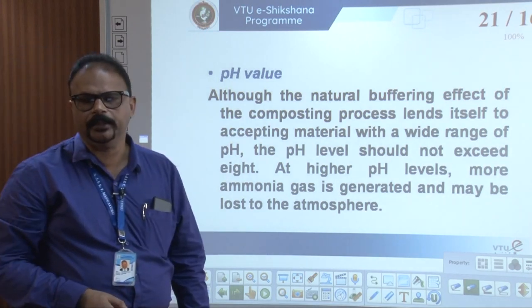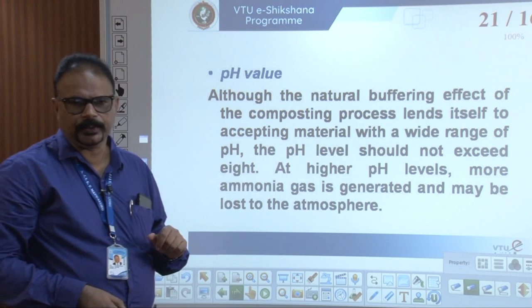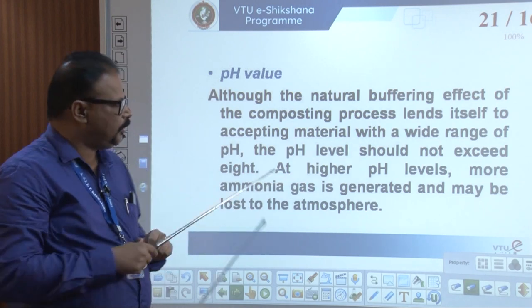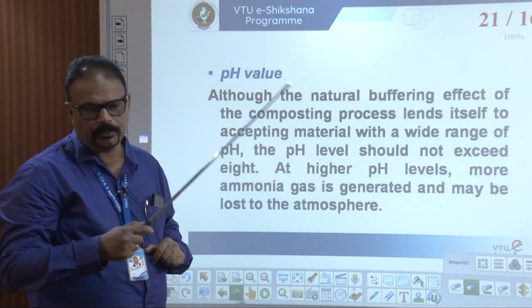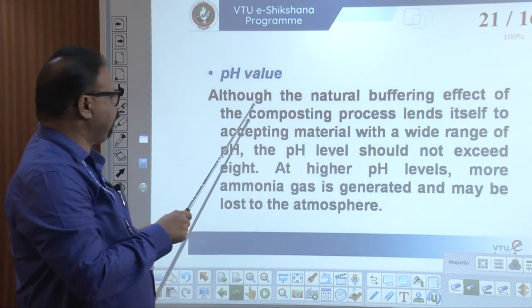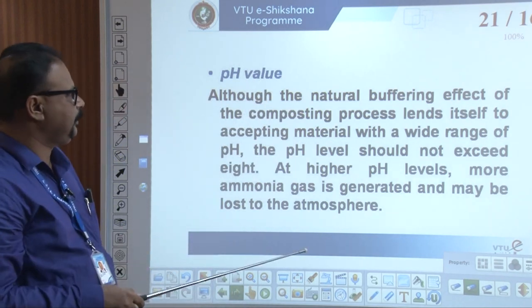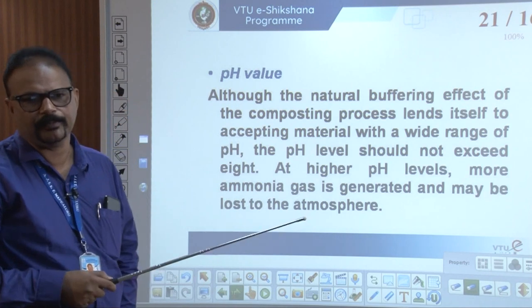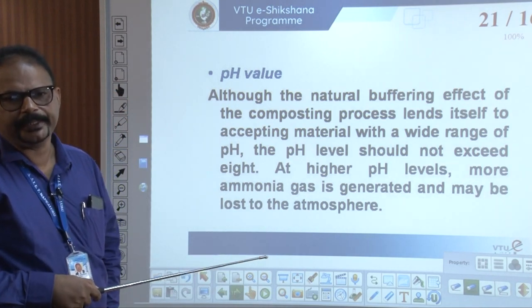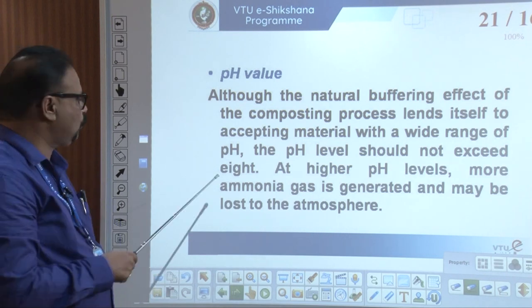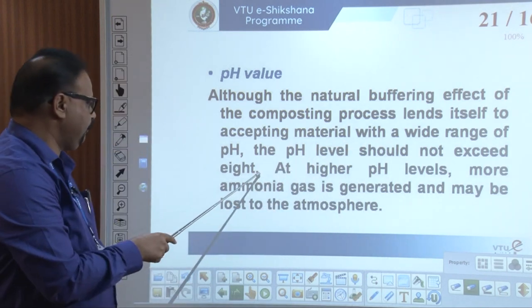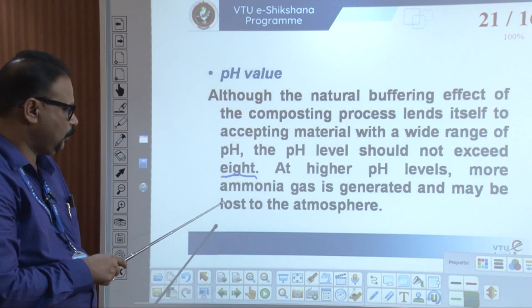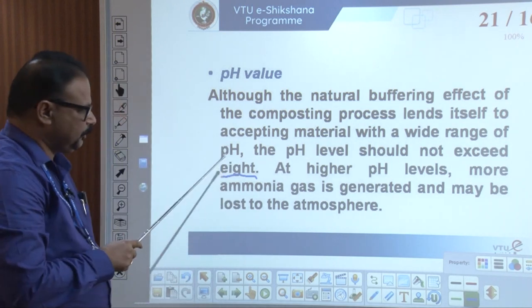You all know we have to maintain the pH value. We know the pH scale, 0 to 7 and 7 to 14. 7 is neutral, below is acidic, above is alkaline. Although the natural buffering effect of the composting process accepts material over a wide range of pH, pH should not exceed 8. Very, very important. The maximum is 8 or 8.5; it should not exceed that.